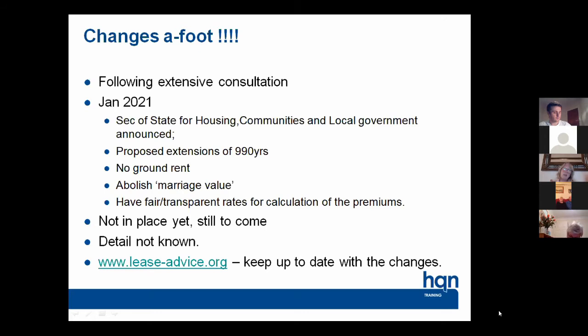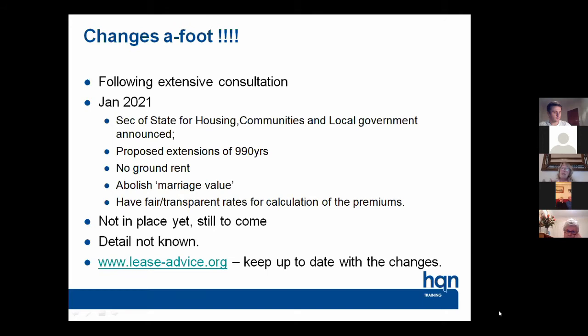No ground rent. Well, there's no ground rent anyway on the existing arrangement, so that's nothing new. But the marriage value, where the premium is much higher when the lease is 80 years or less, they want to abolish that altogether. They also want to have a fairer, more transparent system for calculating the premiums, and also a fairly strict menu of fees, admin fees, attached to the whole process.